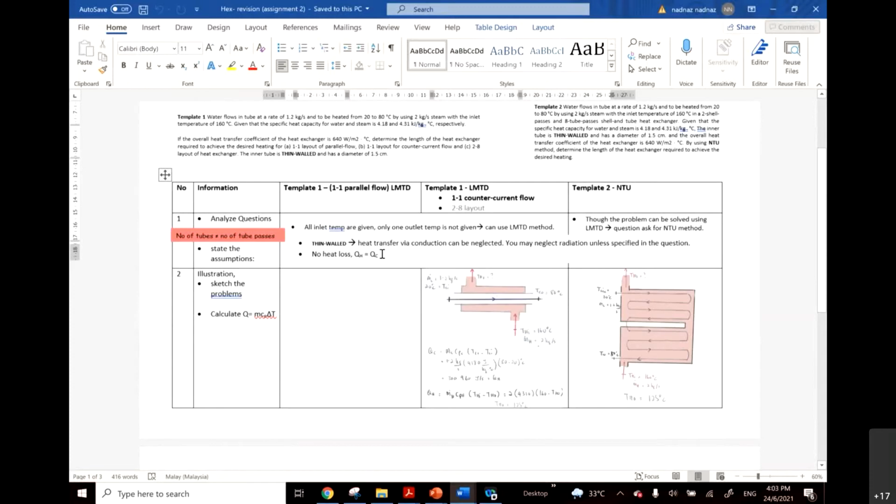Part ni semua orang clear ke? Part ni saya rasa semua orang clear kan? Okay, good.